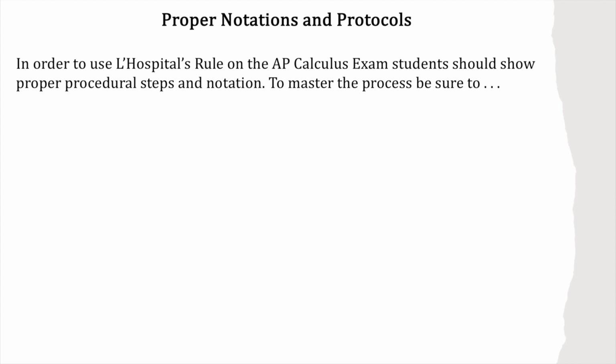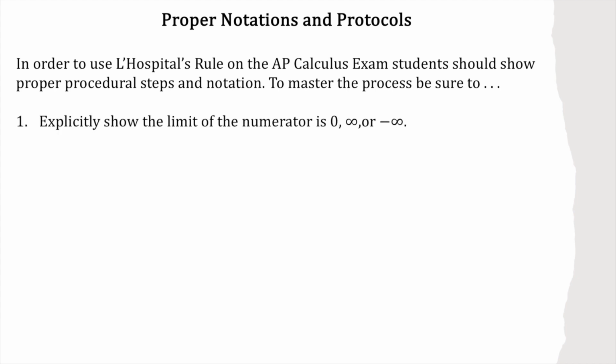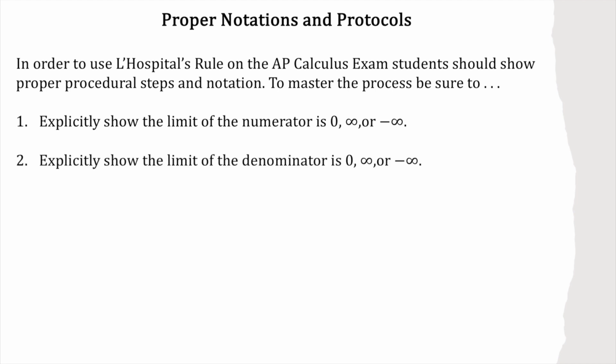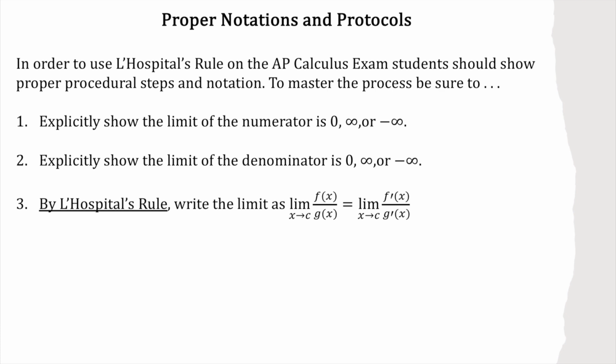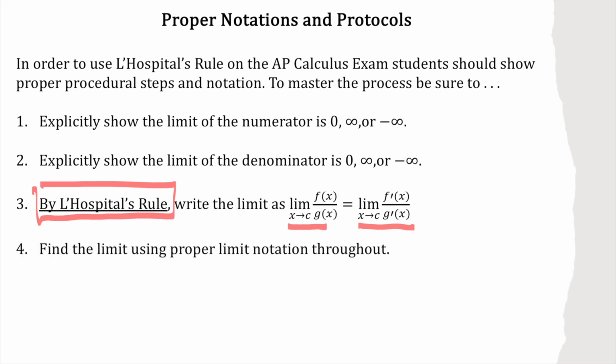Just a couple notes. In order to use L'Hopital's rule on the AP Calculus exam, this is what you need to show. 1, explicitly show the limit of the numerator is 0, infinity, or negative infinity. Then do the same for the denominator. Then you can say, by L'Hopital's rule, and write the original function, the limit as x approaches c, f of x over g of x, equals the limit as x approaches c, f prime of x over g prime of x. And then you can solve.